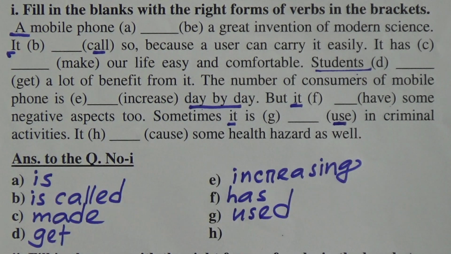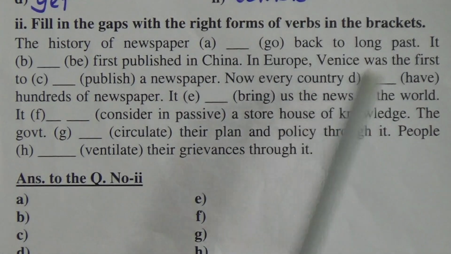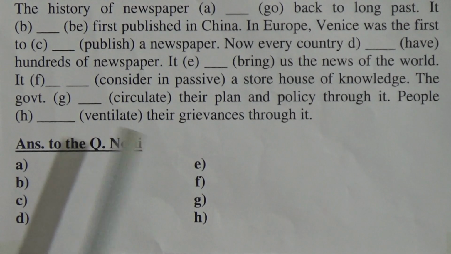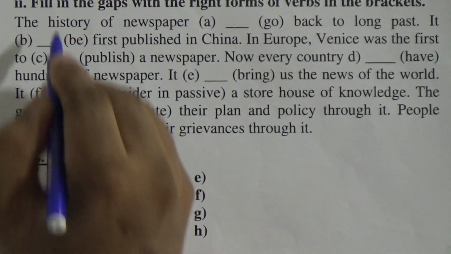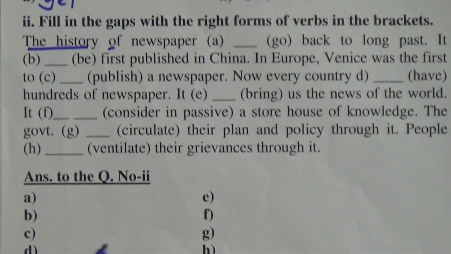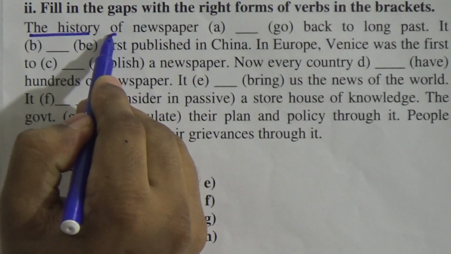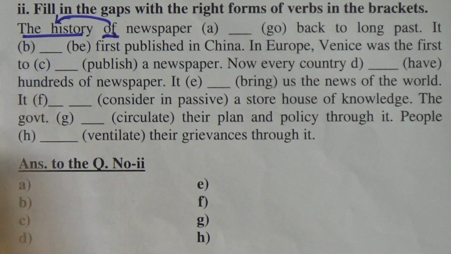So this is present indefinite tense. Subject third person. We have to add s or es after the main verb. Okay. So this one is finished. Let's go to number 2. The history of newspaper dash back to long past. The long past is not a past indefinite tense marker. Okay. So this is present indefinite tense. The history, the subject is the history. If there is of in a sentence, listen very carefully. If there is of in a sentence, before of, this is the subject.